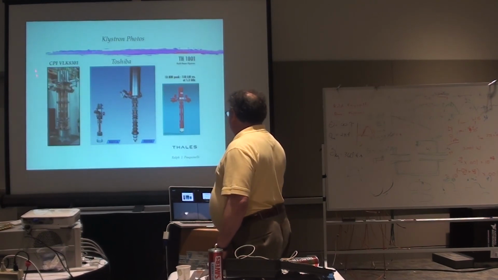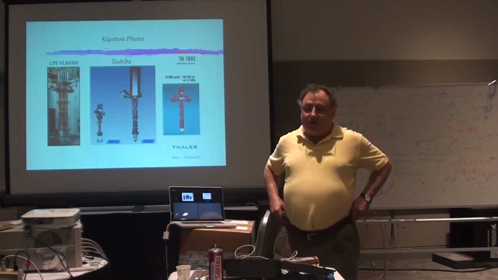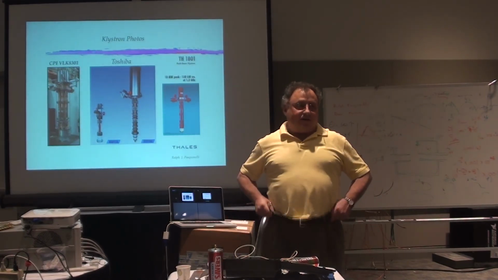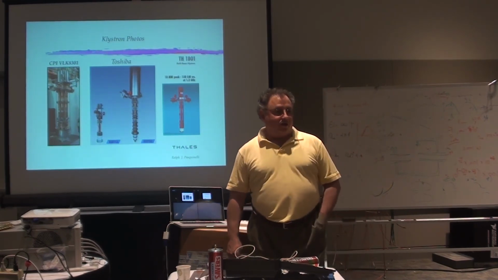Here's multi-beam klystrons that were manufactured by 3 different people, and they're at 1.3 gigahertz, because the big push for the last 20 years is the ILC, which was chosen to be 1.3 gigahertz. 1.3 gigahertz was not an accident.